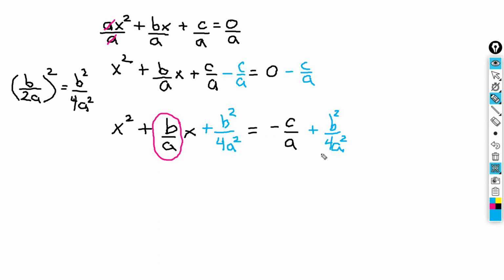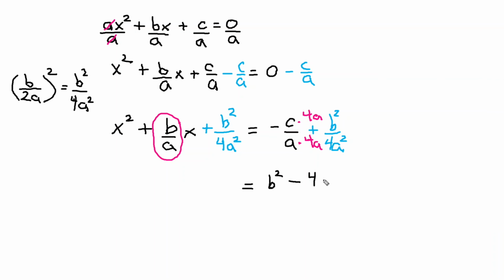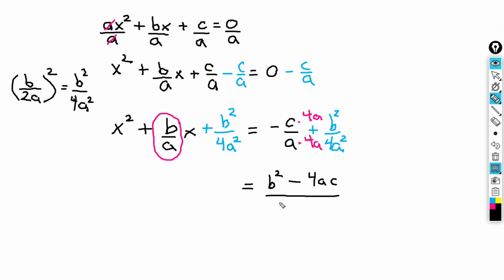Now, if I wanted to combine the fractions on the right-hand side of the equation, I can multiply minus c over a by 4a over 4a. You're allowed to do that because 4a over 4a is 1. And when we do that, if I combine them and put the b squared in front, we get b squared minus 4ac over 4a squared.